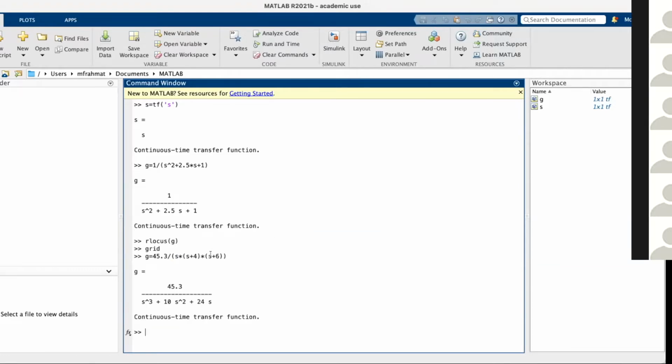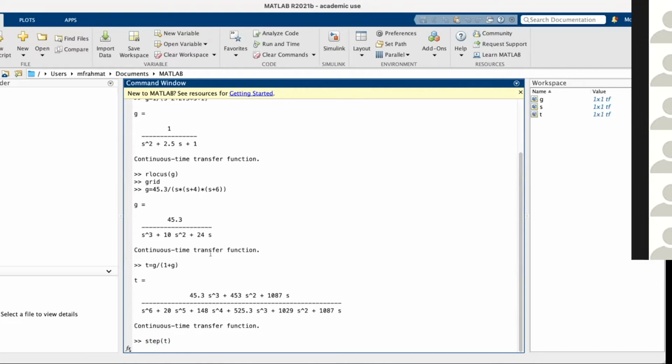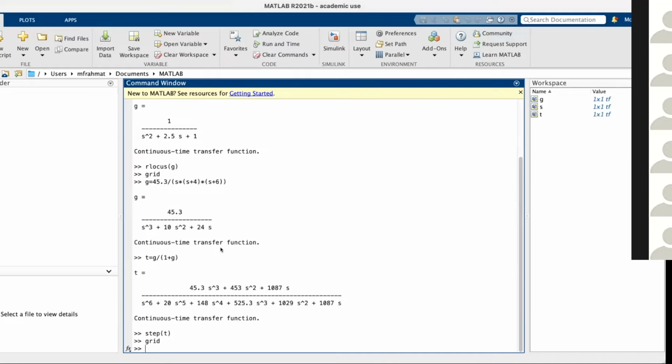Kalau nak cari close loop, T sama dengan G bahagi 1 plus G. Enter. So ini close loop. Jadi step tu kita inject dekat T lah. Step T, gitu. Dekat close loop bukan dekat open loop. Then enter. Then letak grid. Saya share kan.